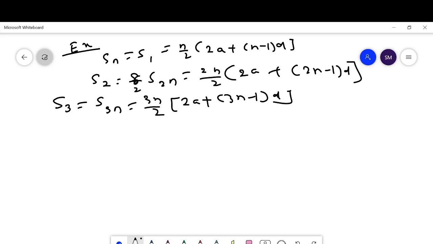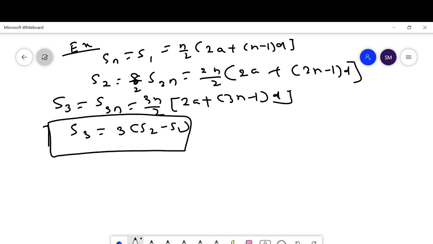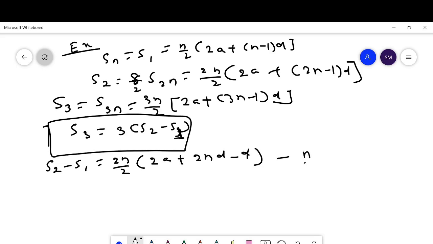Then next we have to prove that S3 is equal to 3 of S2 minus S1. We have to prove that S3 is equal to 3 of S2 minus S1. Okay. Then next we have to prove this. S2 minus S1 is equal to 2n upon 2 into 2a plus 2nd minus d minus n by 2 into 2a plus nd minus d.